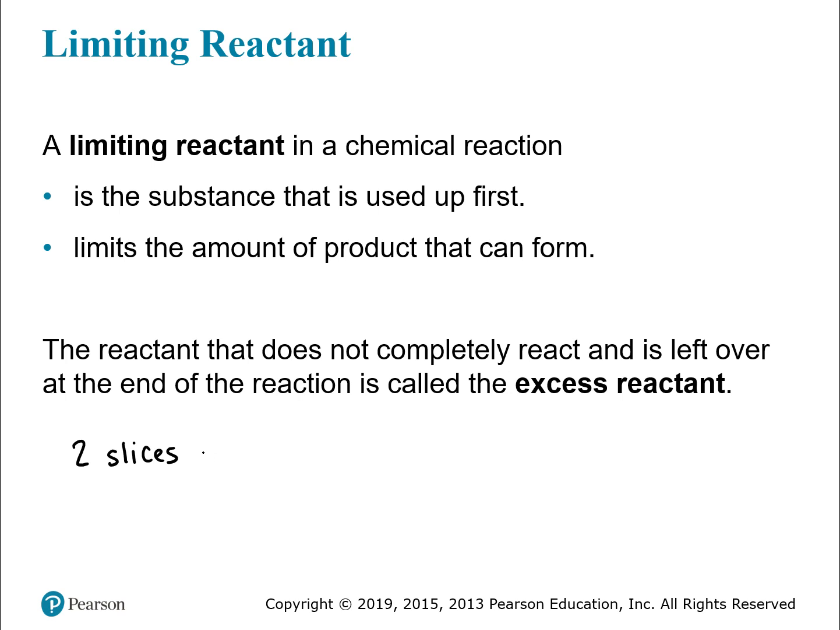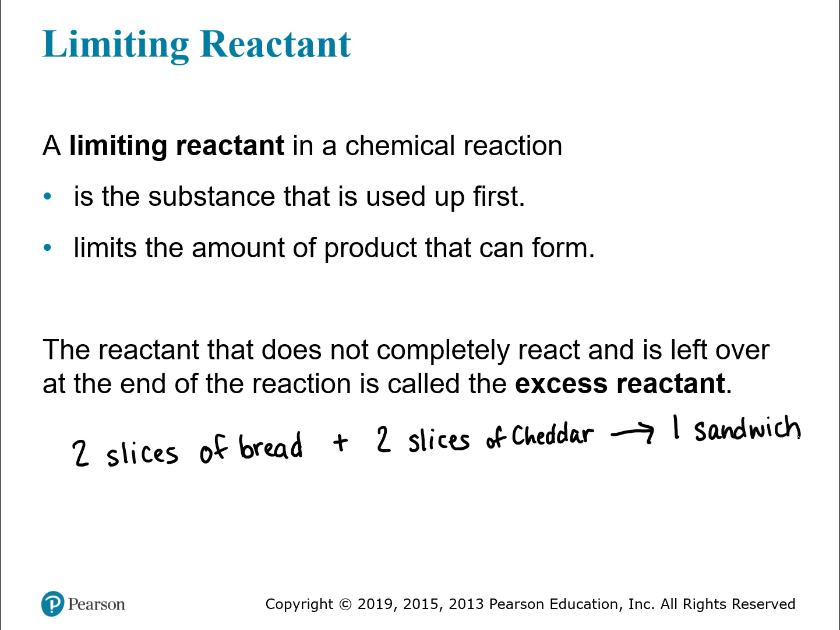Our reaction is going to be 2 slices of bread. We're going to take 2 slices of cheddar. I don't do no American cheese. That stuff is plastic. You make 1 sandwich. That's our reaction. Now, of course, you need a little something to put on the outside, some butter or something to toast it up on the griddle or in the pan. But we'll ignore that for now. That's a little too complicated.